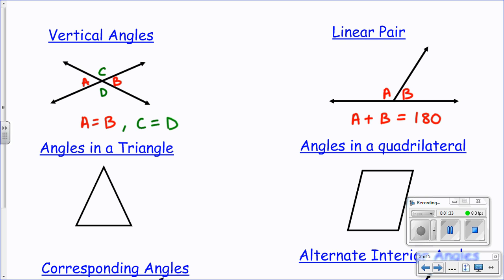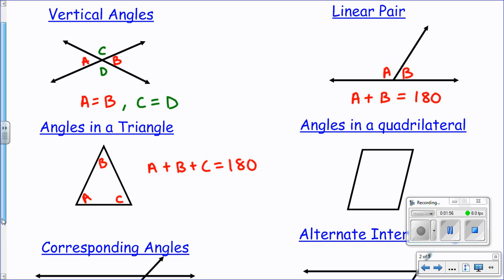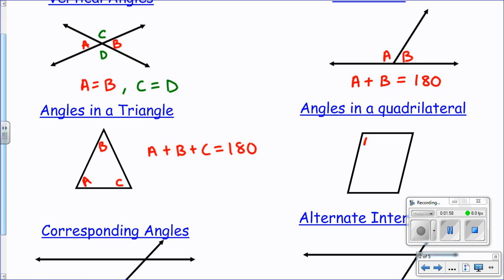Angles in a triangle. So there are 3 angles in a triangle, and the interior measure of a triangle is 180 degrees. So angle A plus angle B plus angle C equals 180. A quadrilateral has 4 angles. Those angles add to 360.